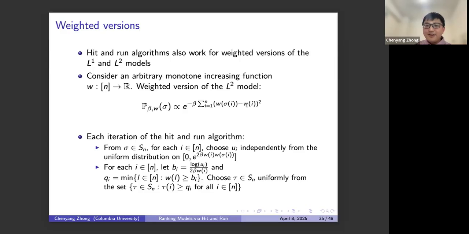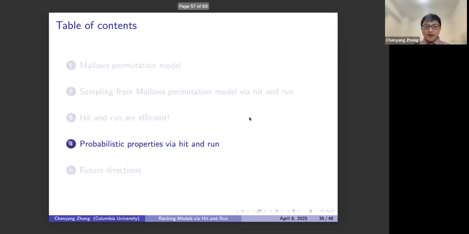The weighted version introduces more flexibility, because now we can have a more complicated model involving this function W. We can use this to model more complex permutation data. And the hit and run algorithm here would again help with the Monte Carlo maximum likelihood estimation. Okay, so those are the sampling aspects.